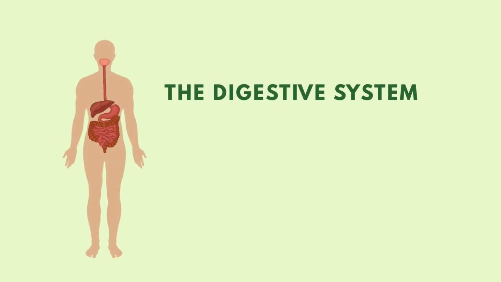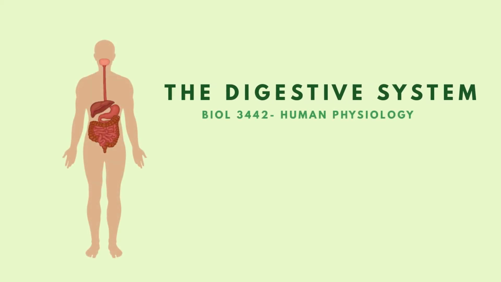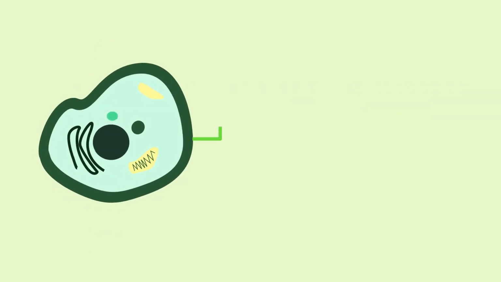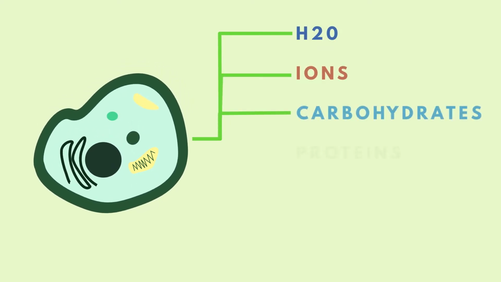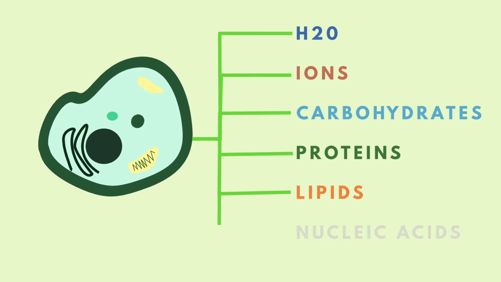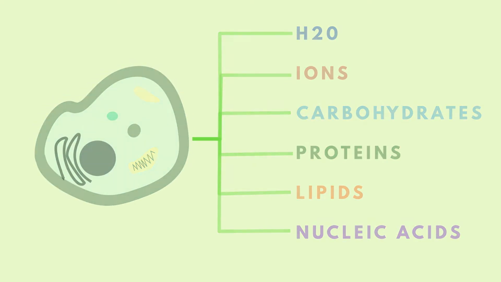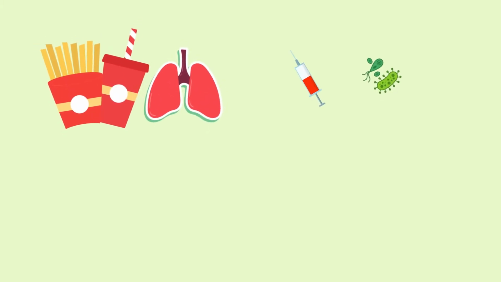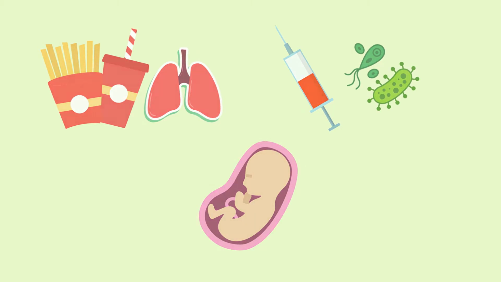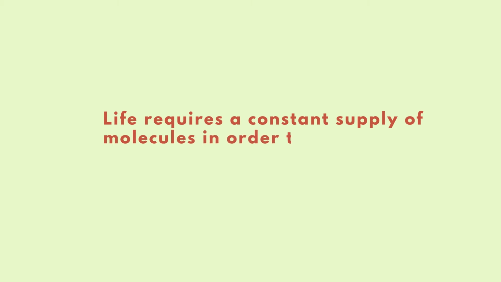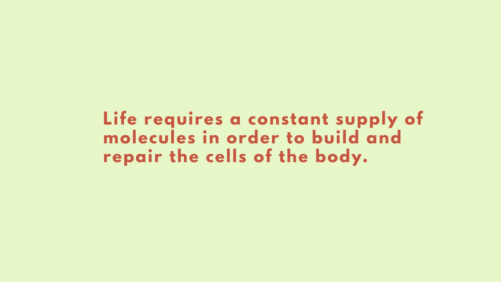Every living thing on Earth is made of a collection of different cells, all of which work together for survival. All cells are made of molecules, such as water, ions, carbohydrates, proteins, lipids, and nucleic acids. The only way to get molecules into the body is through eating or breathing, injection or infection, or through maternal blood supply or yolk. The process of life needs a constant supply of these molecules in order to build and repair cells of the body.